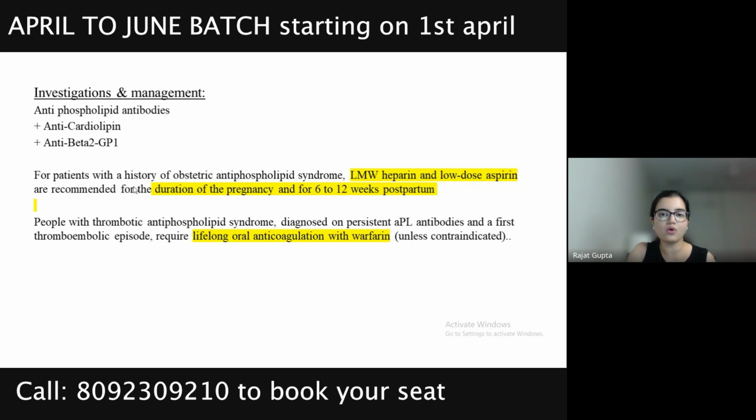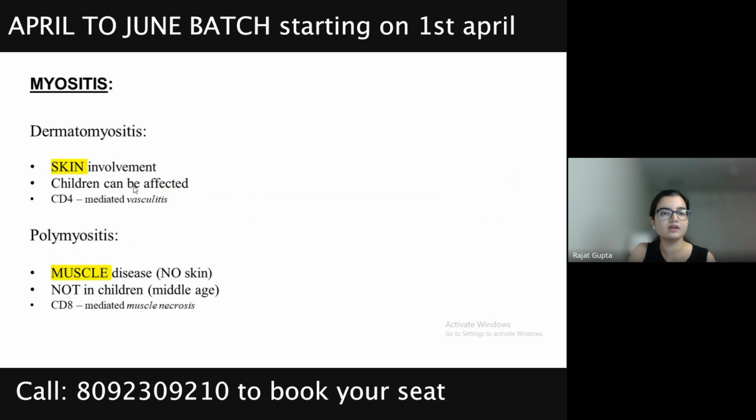Now we'll move on to myositis. Myositis can be of 2 types. It could either be dermatomyositis, which usually involves the skin, and children can be affected. But polymyositis is only a muscle disease, does not involve the skin, and is usually seen in middle age and above, not in children.